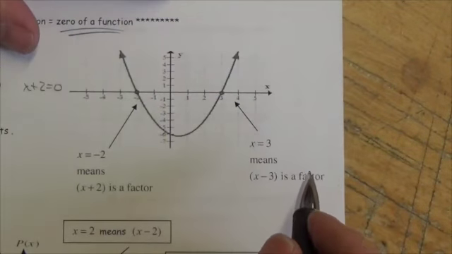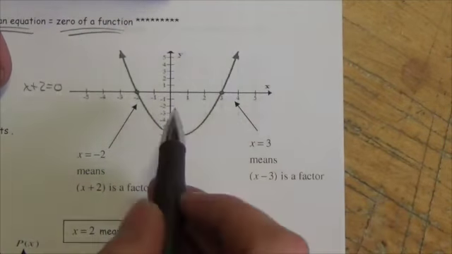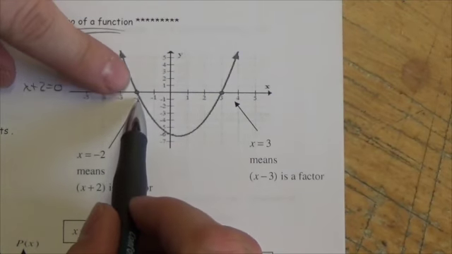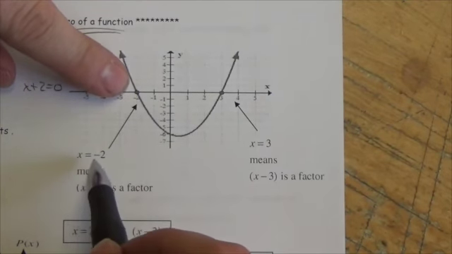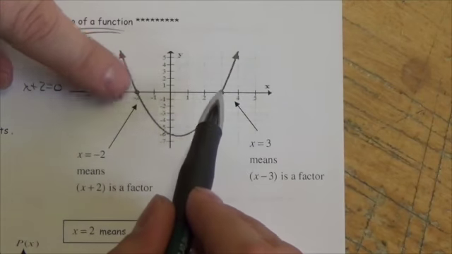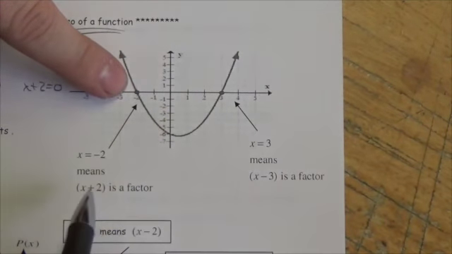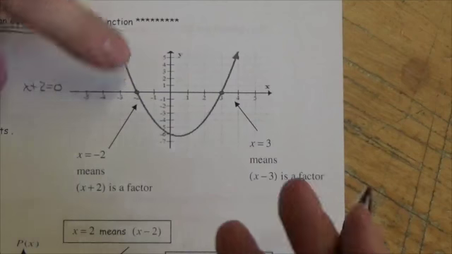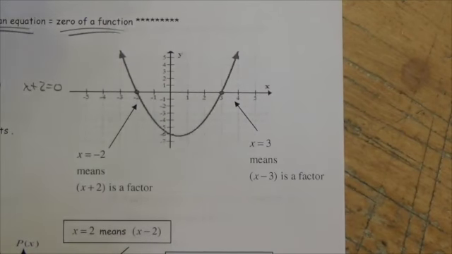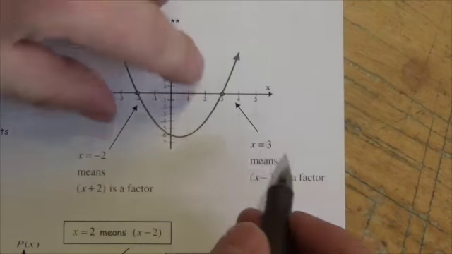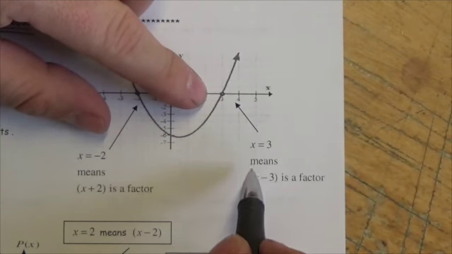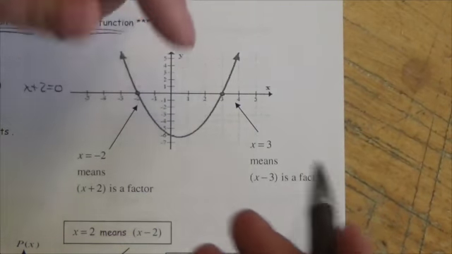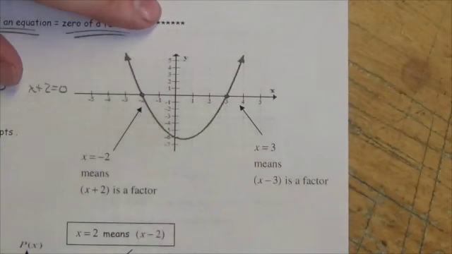Now, going backwards, and this is how we want you to start thinking about this: if my graph goes through x equals negative 2 and x equals 3 as x-intercepts, that implies that x plus 2 is a factor of the function that creates this particular graph. Same thing, if x is equal to 3, then x minus 3 is a factor of that function.